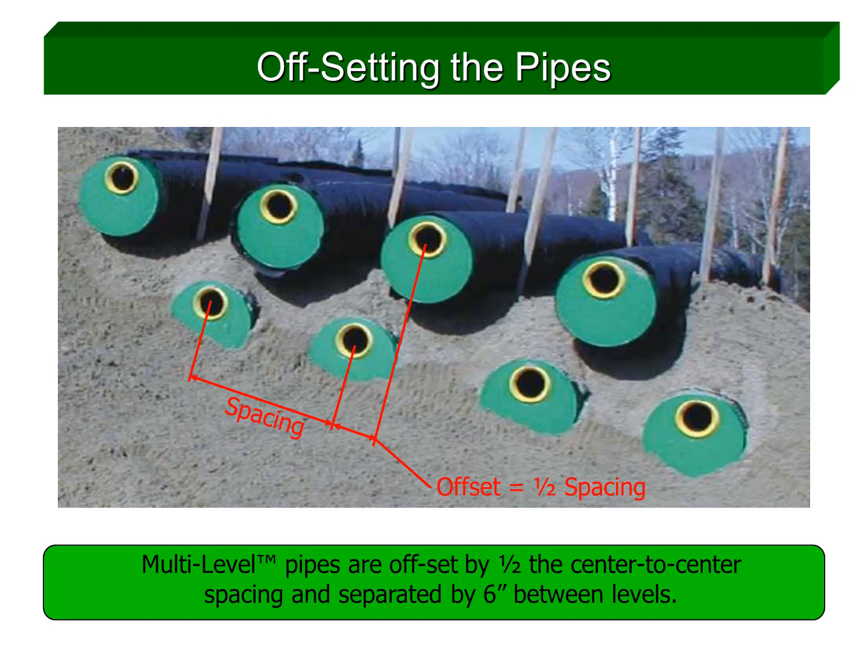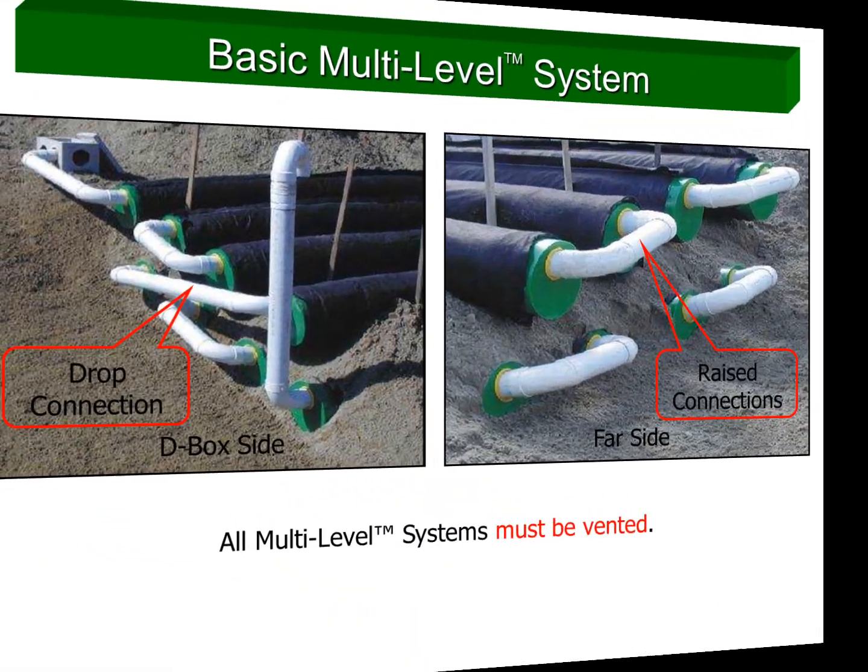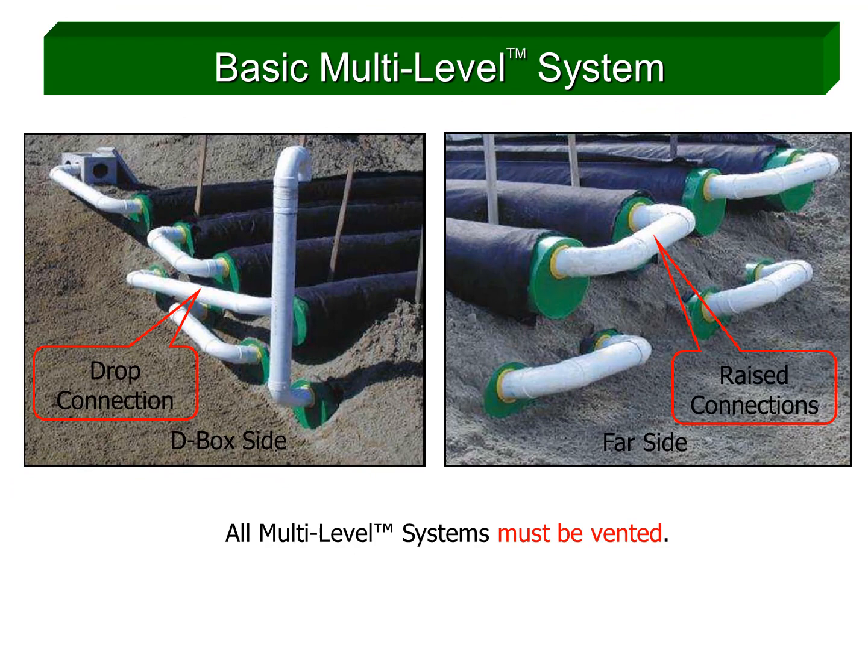You'll also notice grade stakes are being used to maintain pipe spacing. There are other techniques that we will discuss in a later presentation. These pictures illustrate a typical sloping multi-level bed using basic serial distribution. You can see the connections on both ends of the bed utilizing 4-inch PVC pipe and the raised connections. Again, the construction of multi-level beds is very similar to single-level fields, with the exception of the drop connection and required venting.